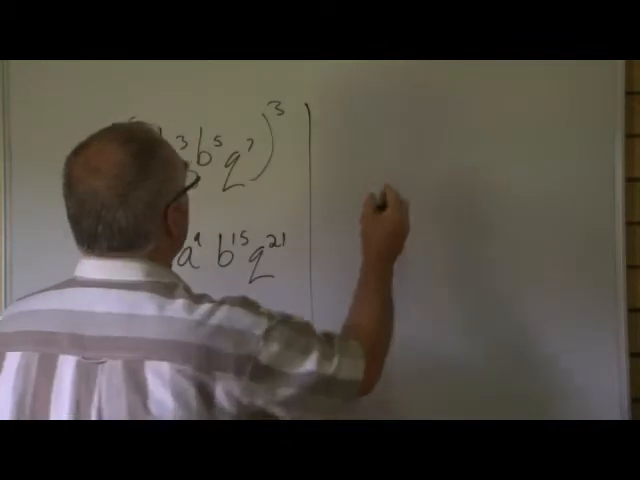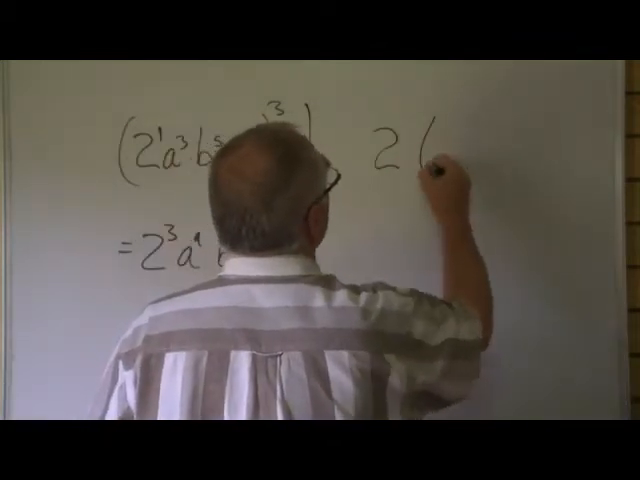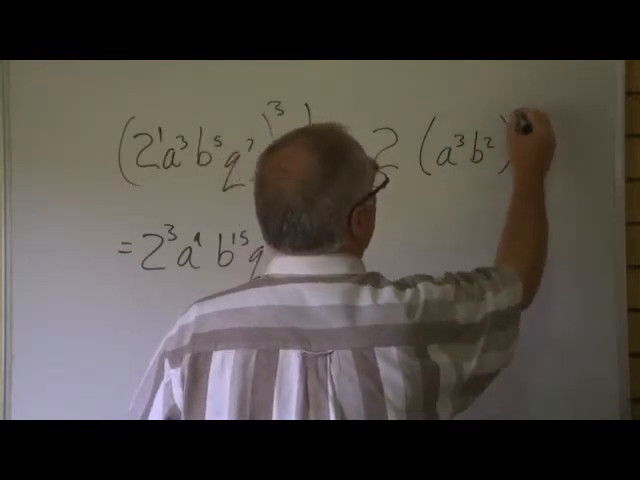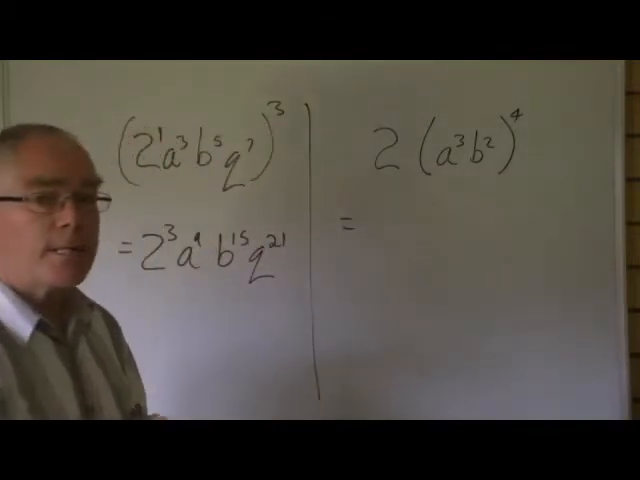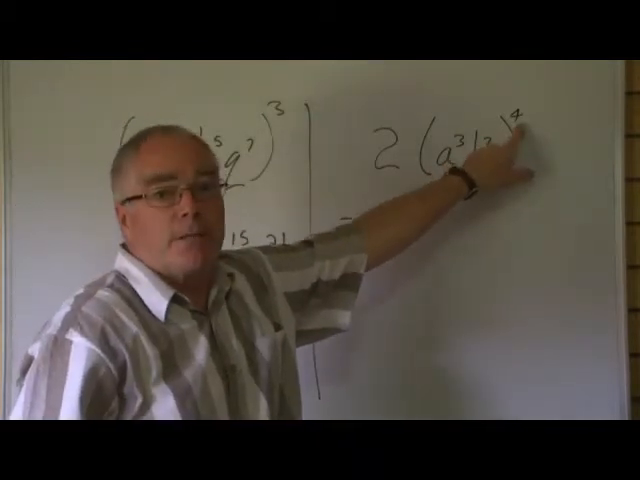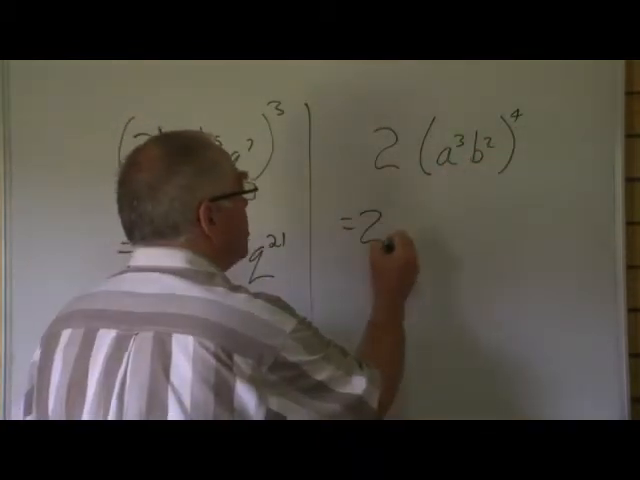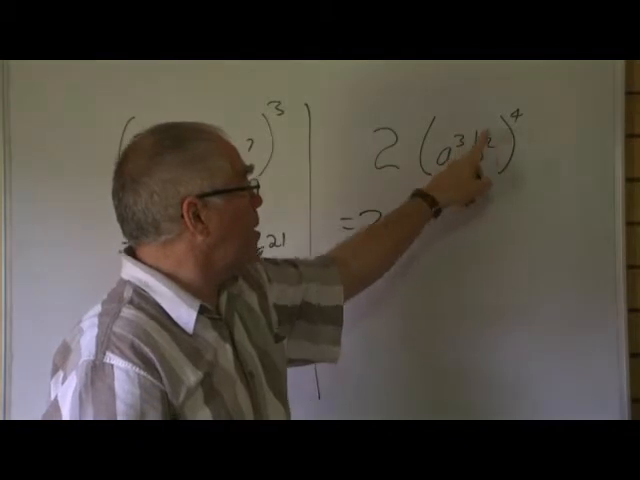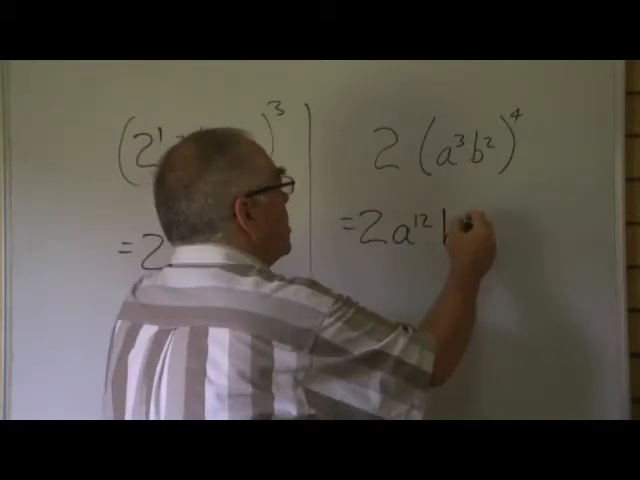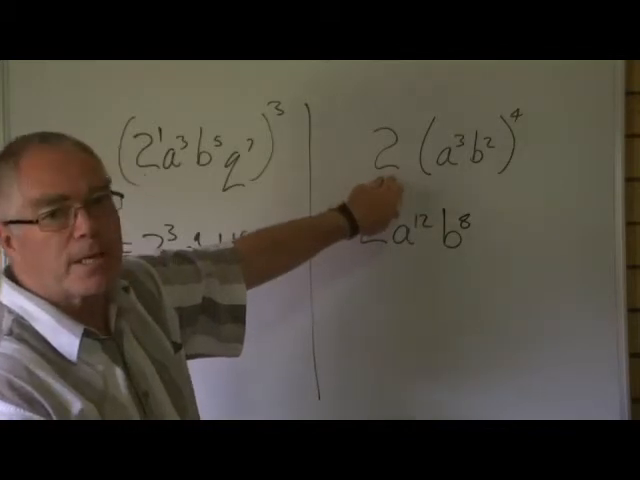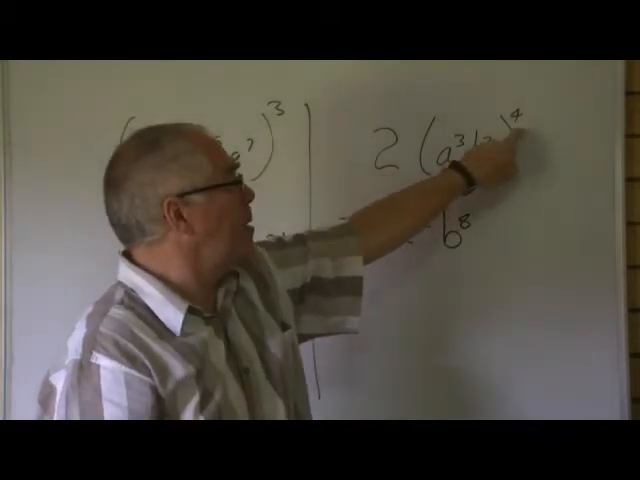Let's do another one. Suppose I've got 2a cubed b squared all to the power of 4. Now in this example, you'll notice that the 2 is outside the bracket, so that index doesn't get applied to it. So that stays as 2. Then we take this inside, so a goes to the power of 3 times 4, which is a to the power of 12. For b is b to the power of 2 times 4, which is 8. And that's it. The important thing here is whatever's outside the brackets doesn't get raised to that power.